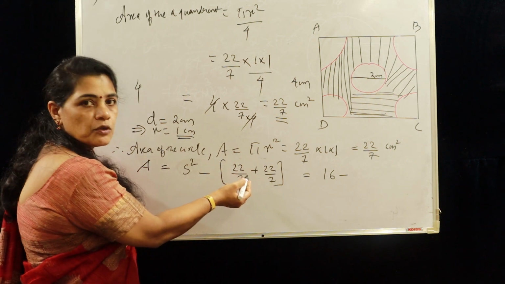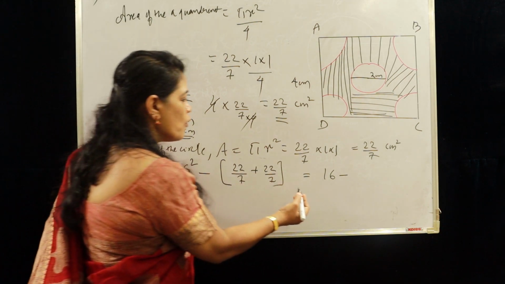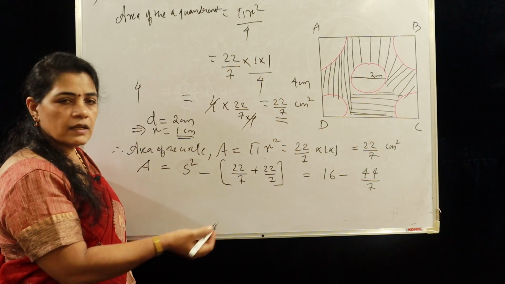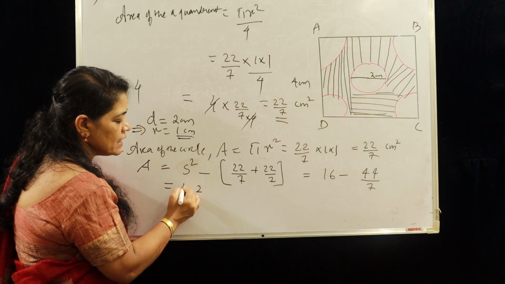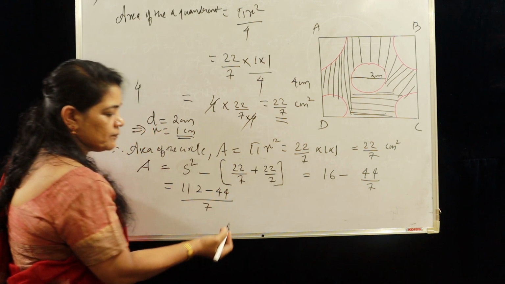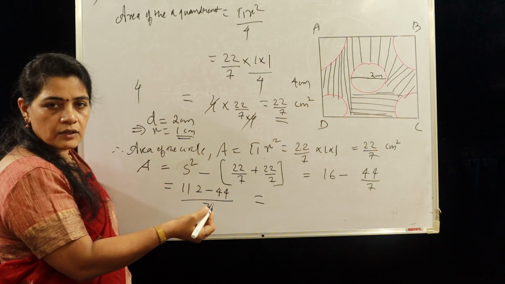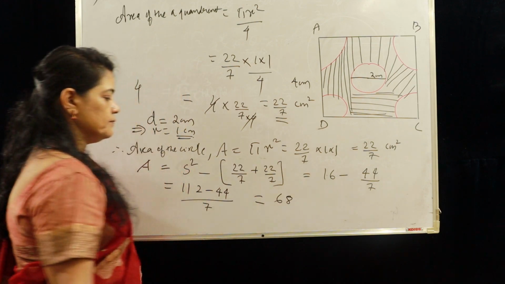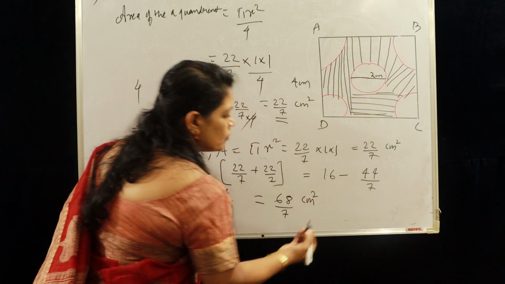minus 22 plus 22, because like fractions have the same denominators, so just add the numerators by keeping the denominator the same. So 44 divided by 7. Then we can just cross multiply. So this will be 16 into 7, that is 112, minus 44 divided by 7. On subtraction, 112 minus 44 gives 68, divided by 7. This is the area of the shaded region.